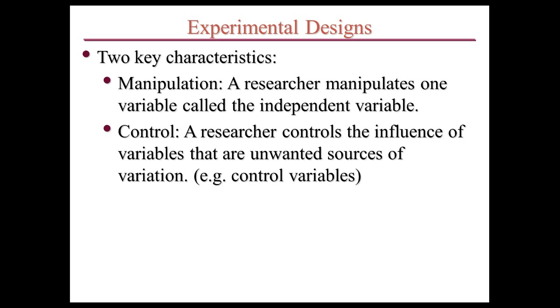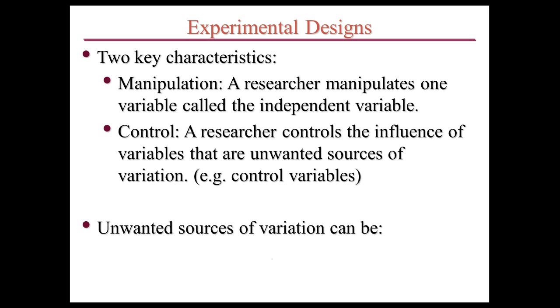And the control. The researcher controls the influence of variables that are unwanted sources of variation. So like previous academic achievement and seeing how students perform in different reading programs. These are control variables. So you want to control for previous achievement and look at the actual effect, or isolate the effect, of the different reading programs.